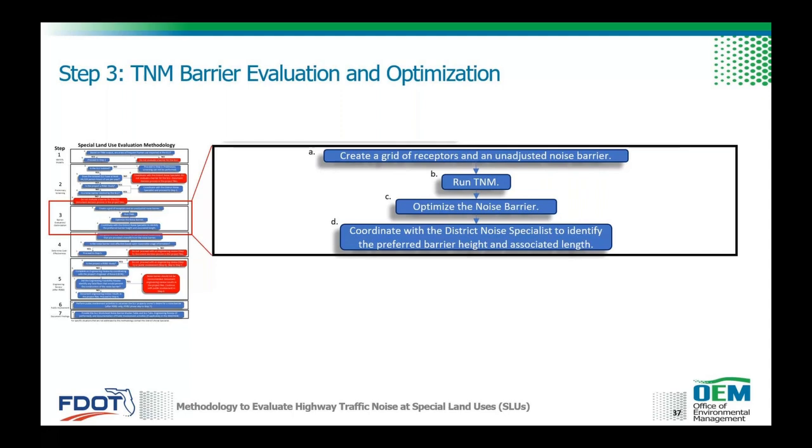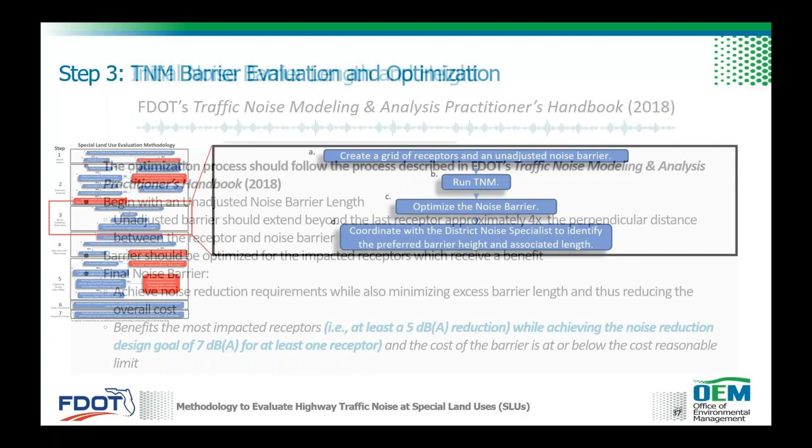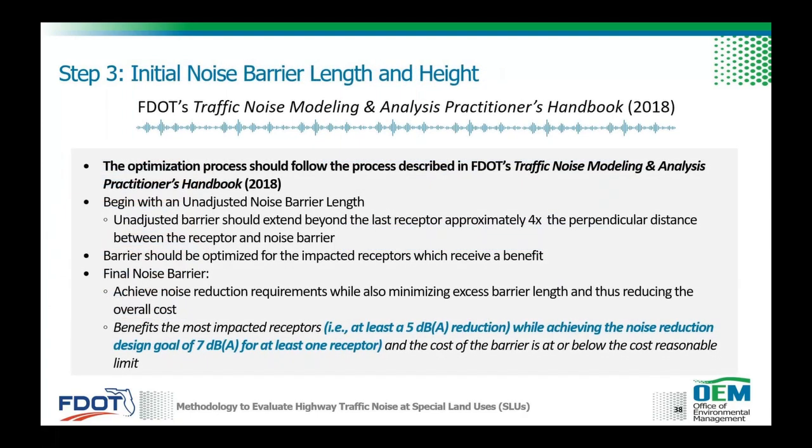After compiling the noise reduction results for each height evaluated, the noise analyst should coordinate with the district noise specialist to identify the optimal noise barrier height and associated length. The optimization of a noise barrier for special land uses should follow the guidance from FDOT's Traffic Noise Modeling and Analysis Practitioner's Handbook from 2018.